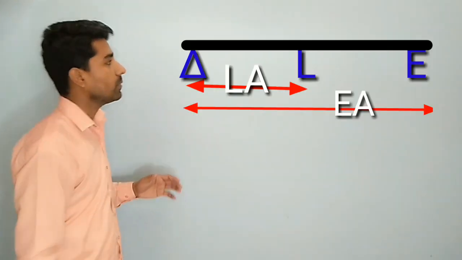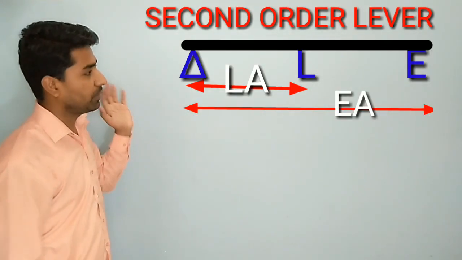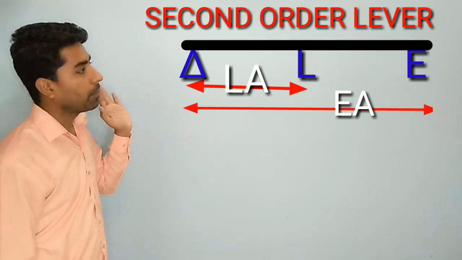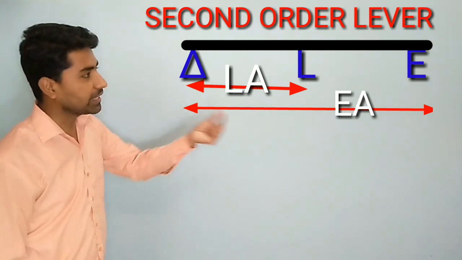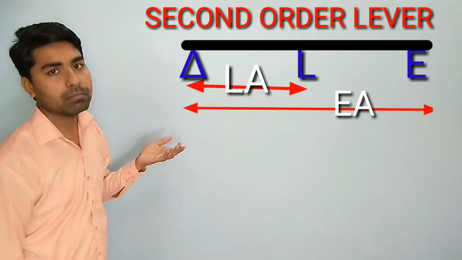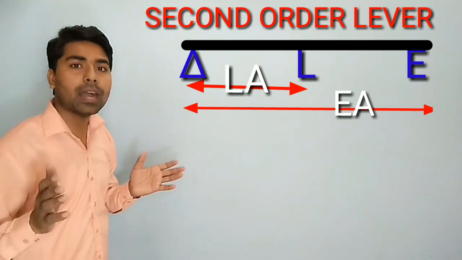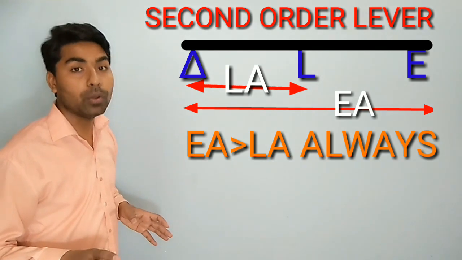Let's start the class 2 lever. As I said, class 2 means where the load will be in between the fulcrum and the effort. See the diagram first. In this diagram, the load is in between the fulcrum and the effort. Means whatever you can change, what? The position of load. On changing the position of load from closer to the effort or closer to the fulcrum, the effort arm will always be longer than the load arm.